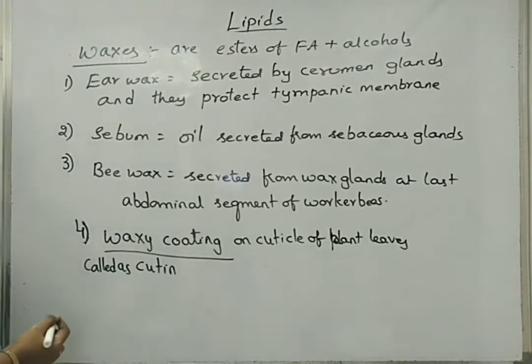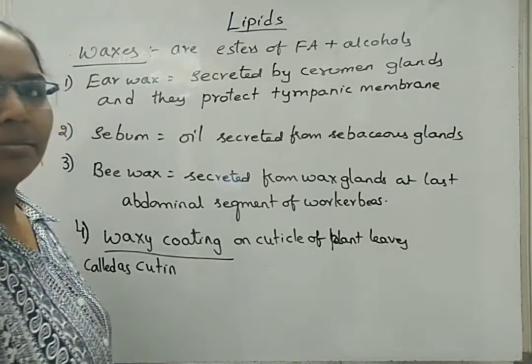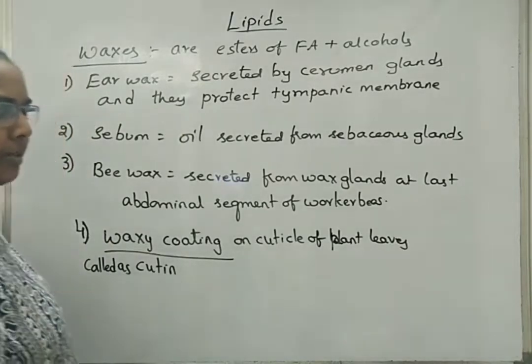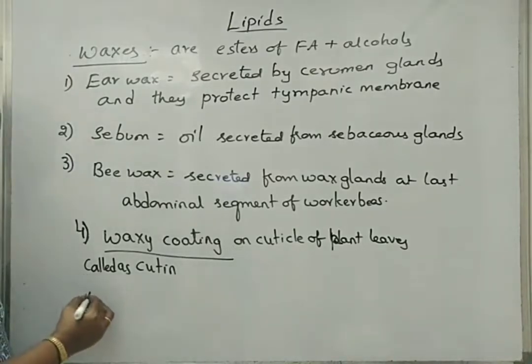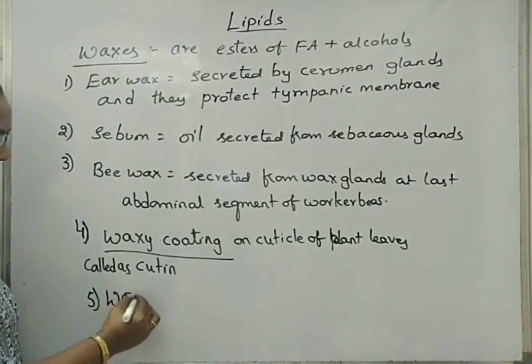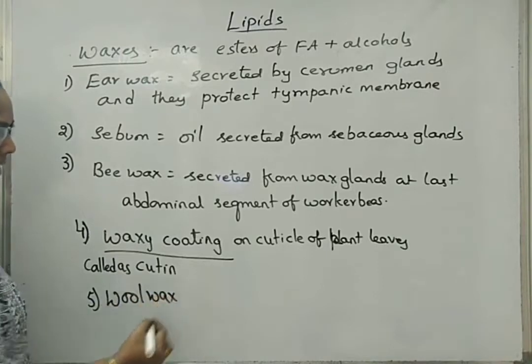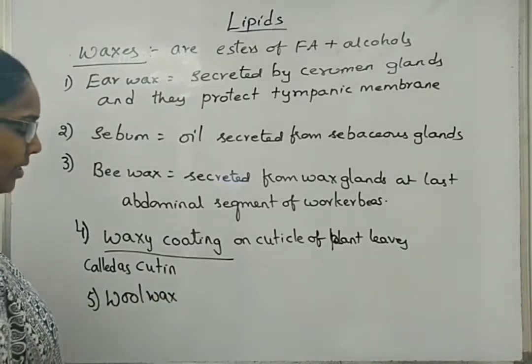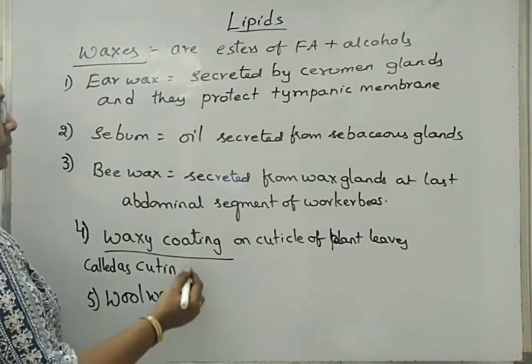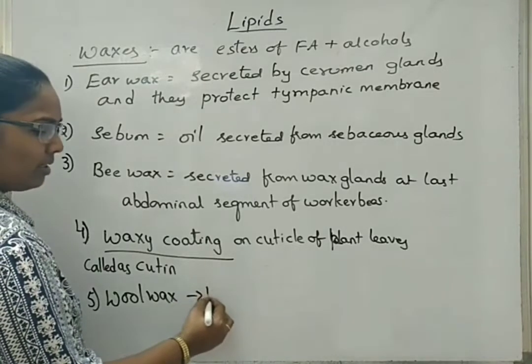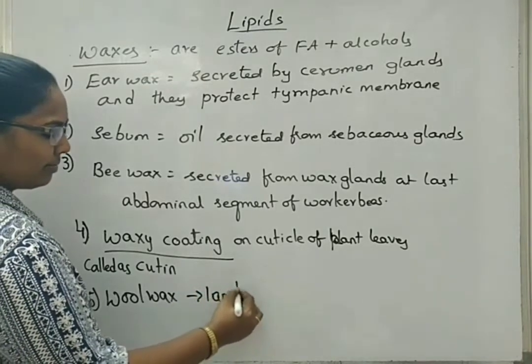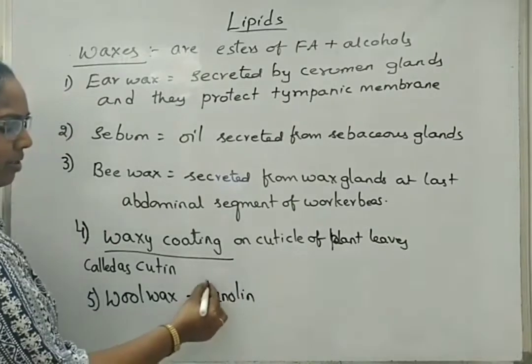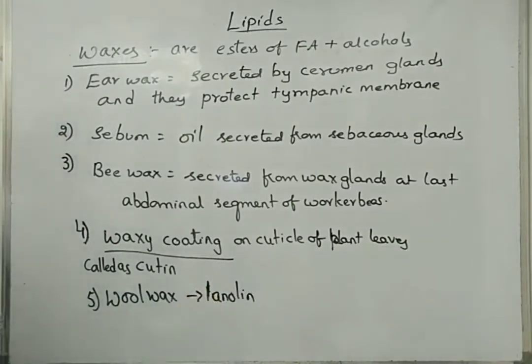Next, in polar regions there are some animals, and from them we get wool wax. Fifth one, wool wax. Why does natural wool have such a nature? Because of the presence of a type of wax called lanolin, which is also called wool wax. So these are a few examples under the topic of waxes.